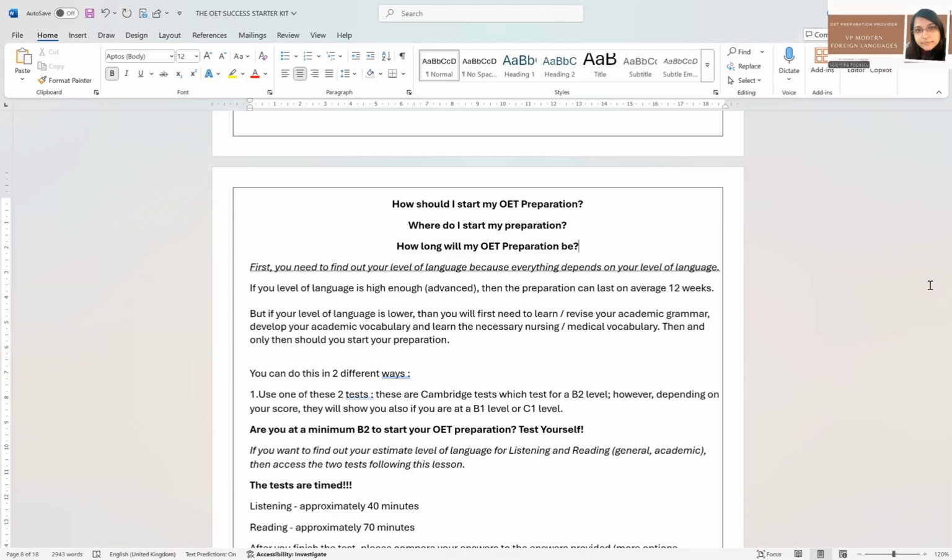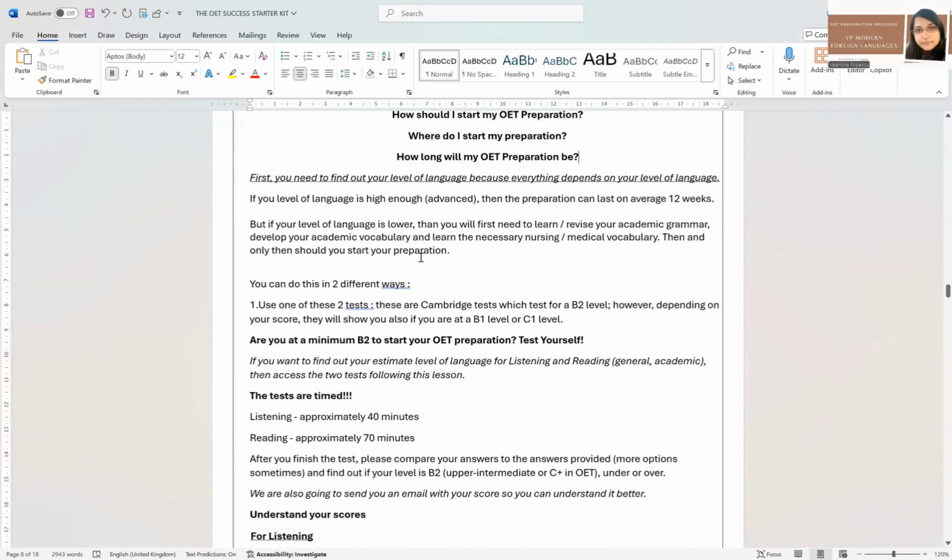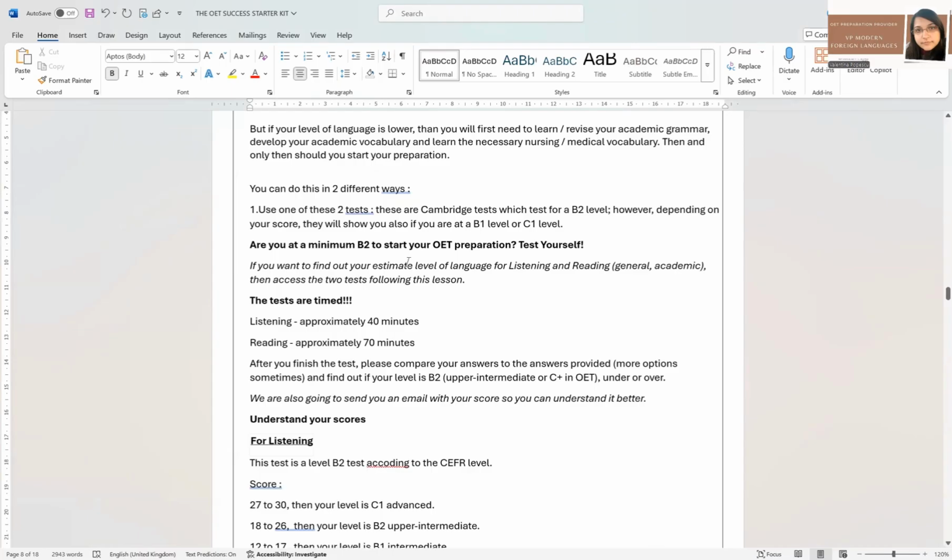First of all, you need to find out your level of language, and there are two ways in which you can do this. You can do some tests on your own, and I've provided the links here. I'm going to show them to you in a second. A test of listening and a test of reading. Now, these are Cambridge tests, and as opposed to IELTS or OET, which are progressive tests, these Cambridge tests target a certain level of language.